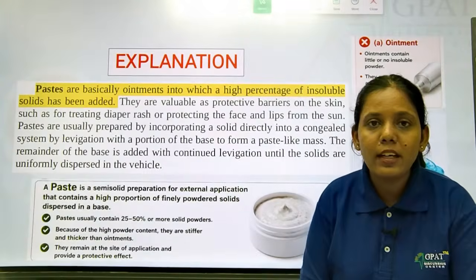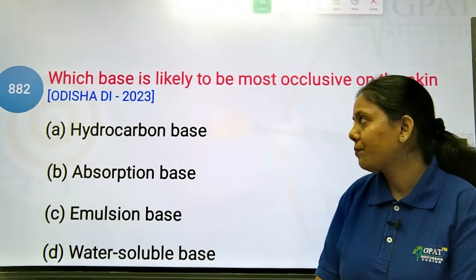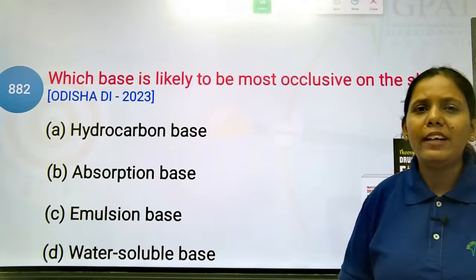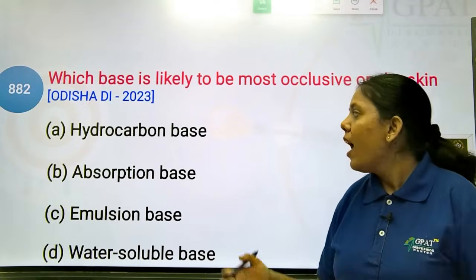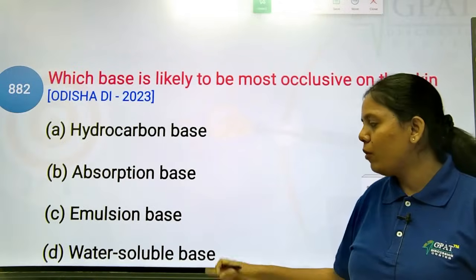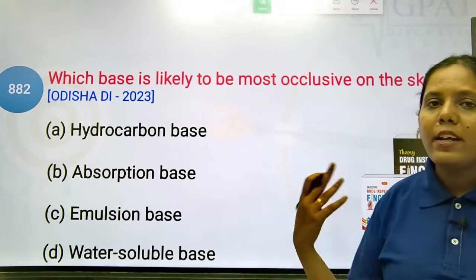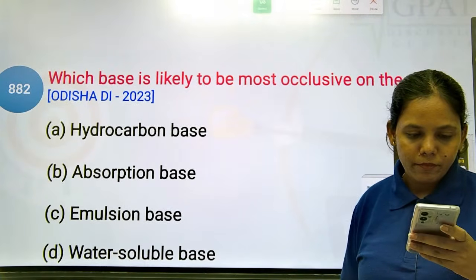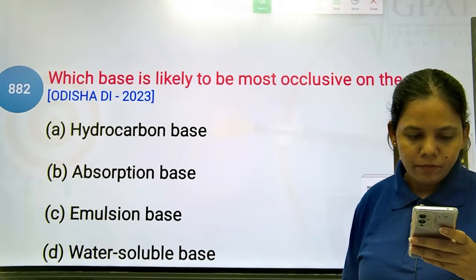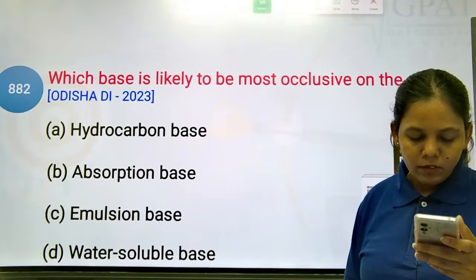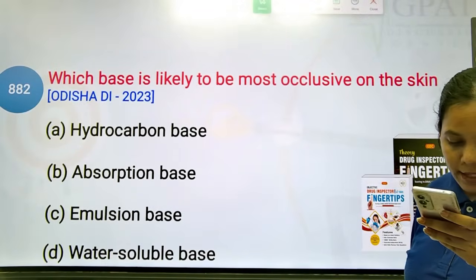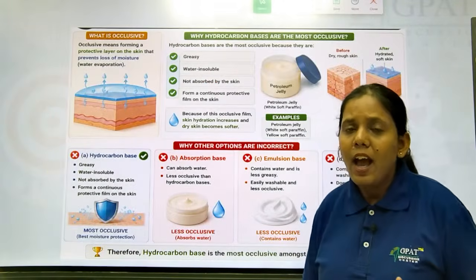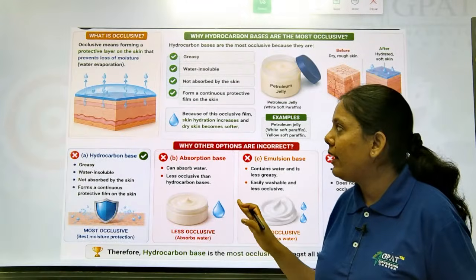See, recently in the Odisha DI 2023, they have asked the question. Next is: which base is likely to be most occlusive on the skin? It forms a protective layer, that is occlusive. Hydrocarbon base, absorption base, emulsion base, water soluble base. You just imagine what happens if you apply it; you will get the occlusive form. Chalo, very good. Hydrocarbon bases form a protective layer, unlike others which will get evaporated. Option A is the right answer.